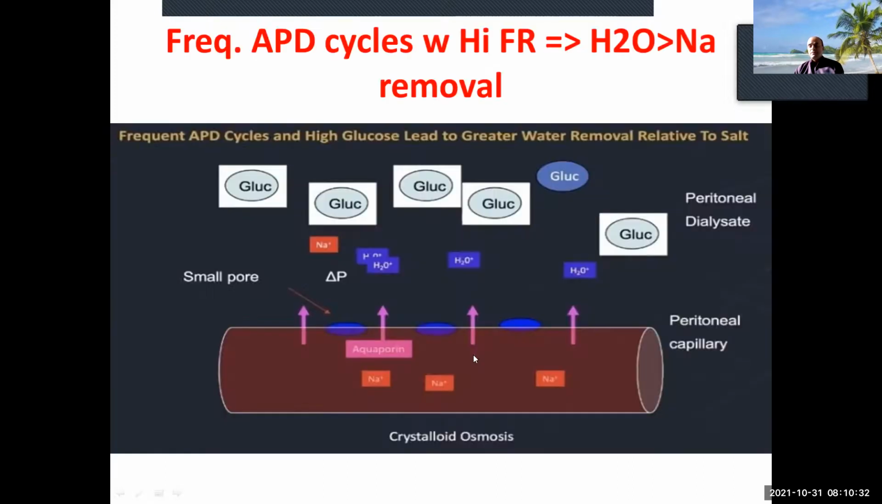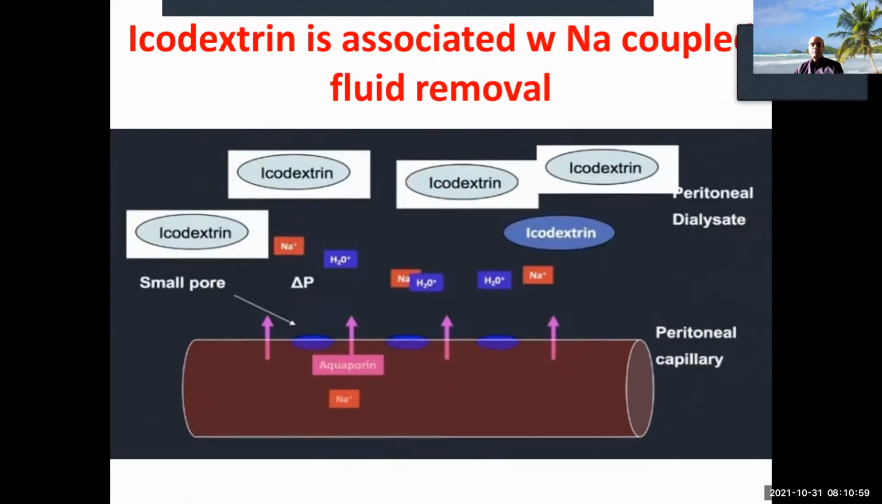As I mentioned, if I use glucose, whatever the concentration, with frequent cycles and a high fluid regime, 4.25% will remove more water than sodium, because it will work, look here, more on the aquaporins than on the middle and large pores for the middle and large molecules. High concentrations of glucose will remove more fluid, not salt. I need both, not only water.